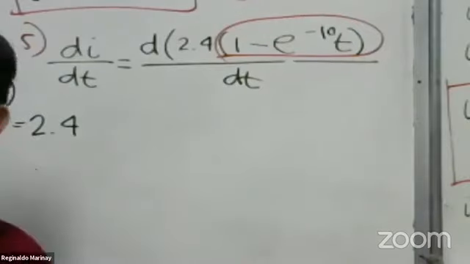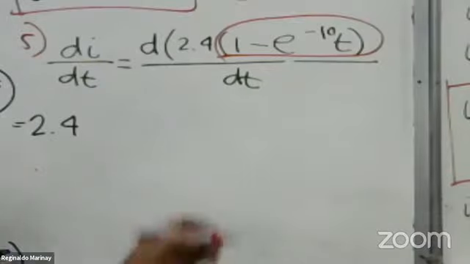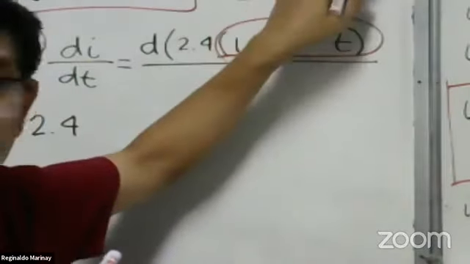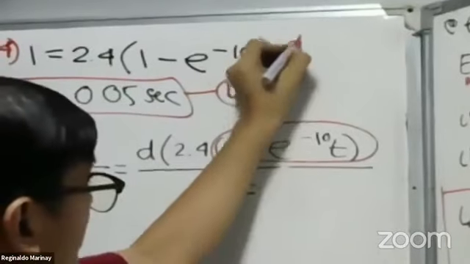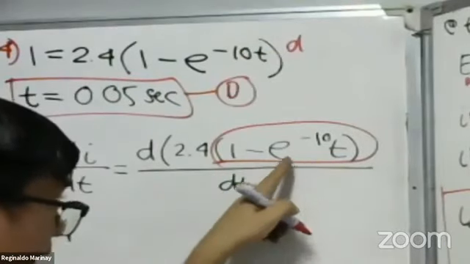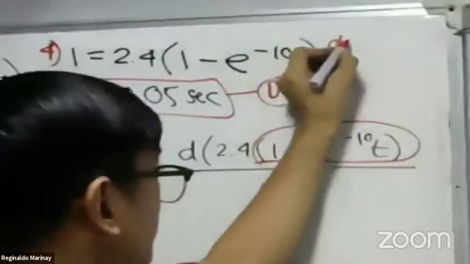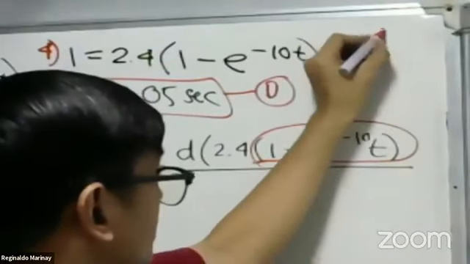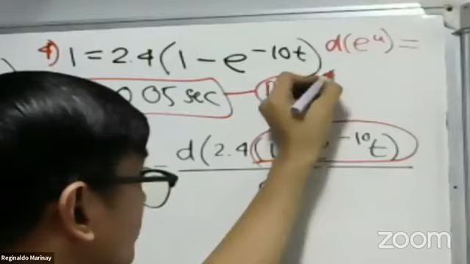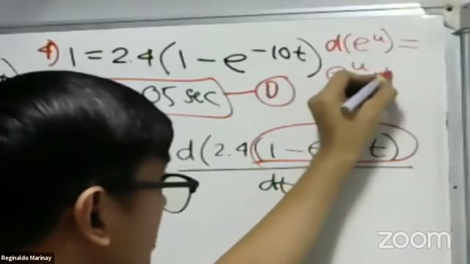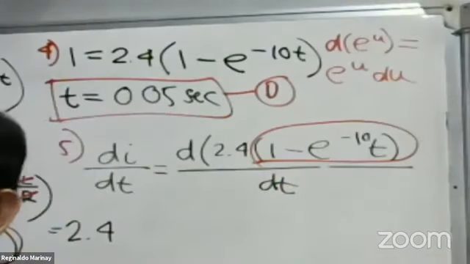What can you recall in differential calculus here? That is the derivative of u. The derivative of e to the u is equal to e to the u times the derivative of u.